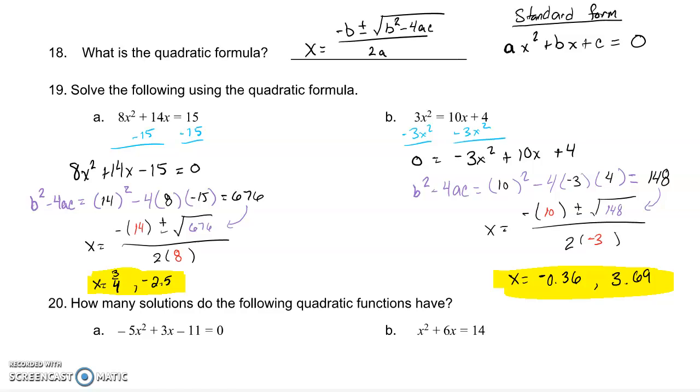by 2 times a. Same idea here, but b squared minus 4ac gives us 148, that goes inside the square root. Perform two different operations, and we had to round our answers in this case. Here we did 0.75 or 3/4, negative 2/5. If you wanted to put that as an improper fraction, perfectly acceptable as well.